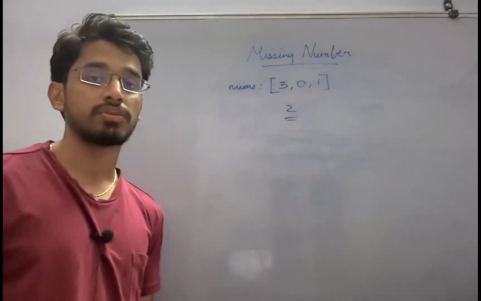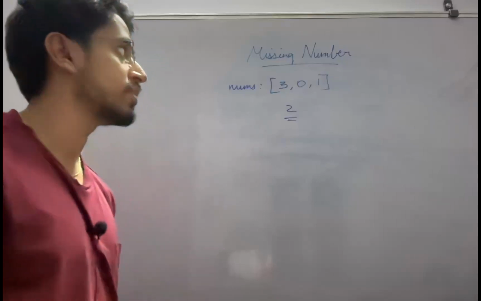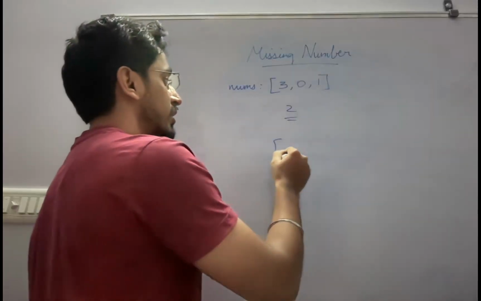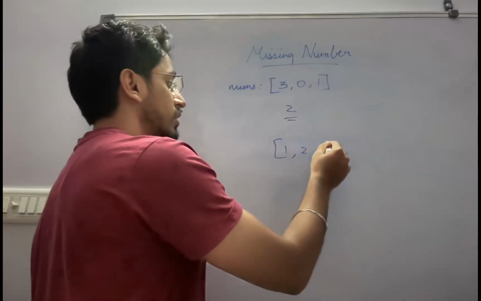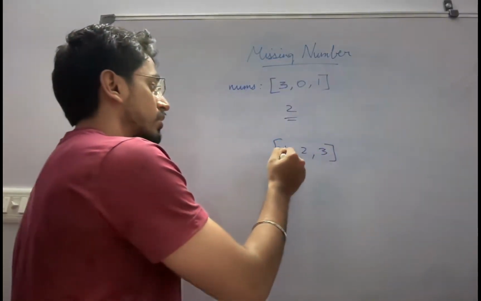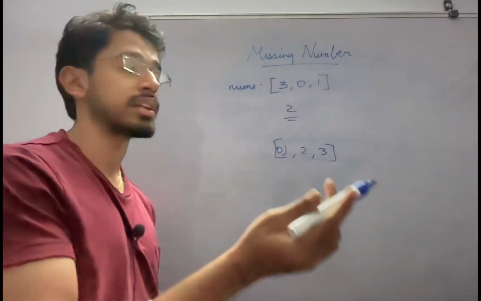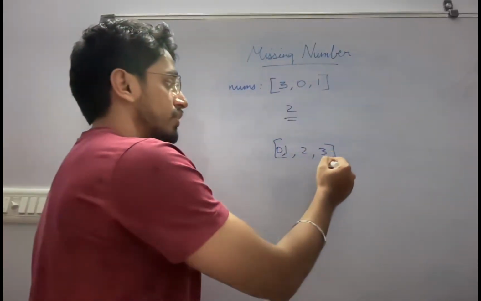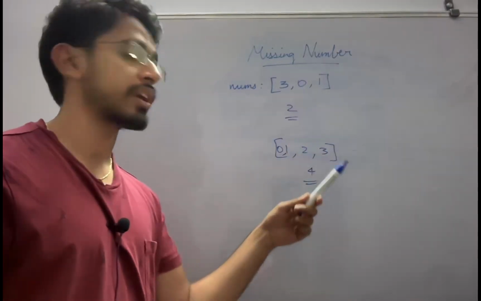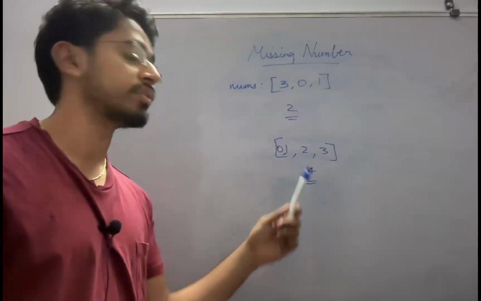Okay, so there could also be a situation where we do not have any missing element. Assume that this is an array 1, 2, 3, and there is no missing element. Sorry, this should start with 0. So we need to return the last element, that is 4. So we just need to return 4 over here. So 0, 1, 2, 3, and the missing element is 4. So that's what we need to return.